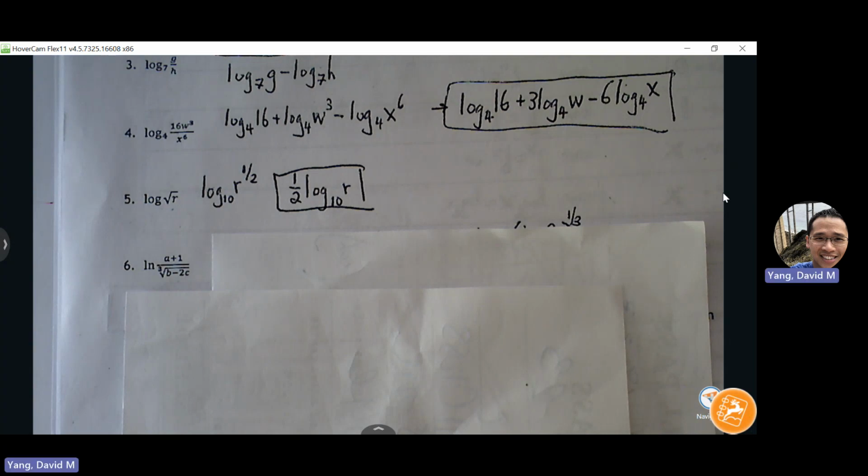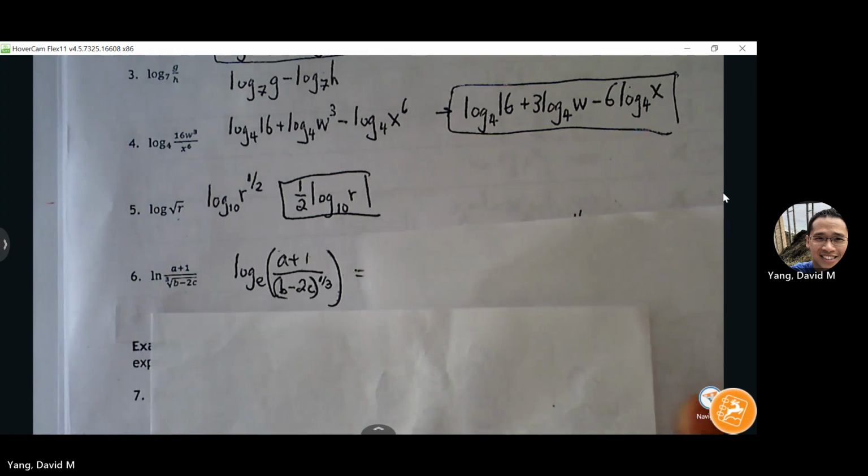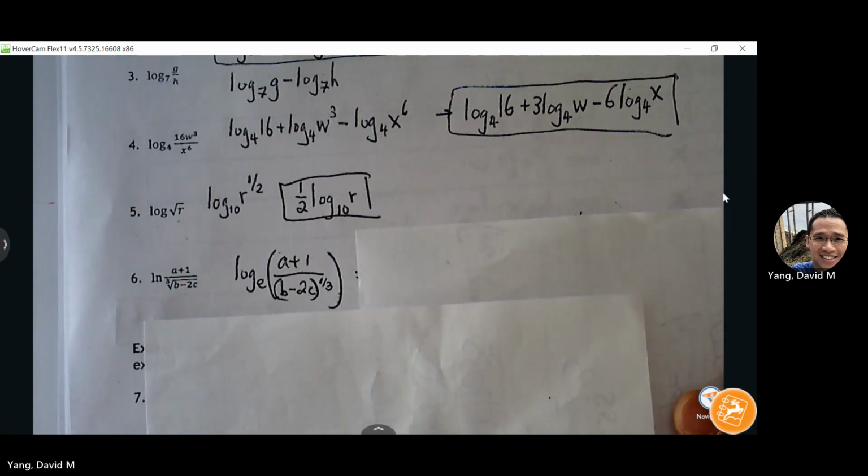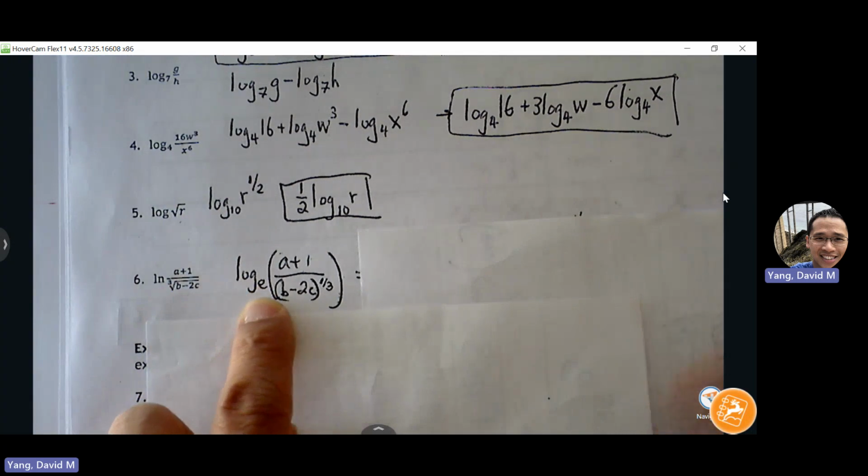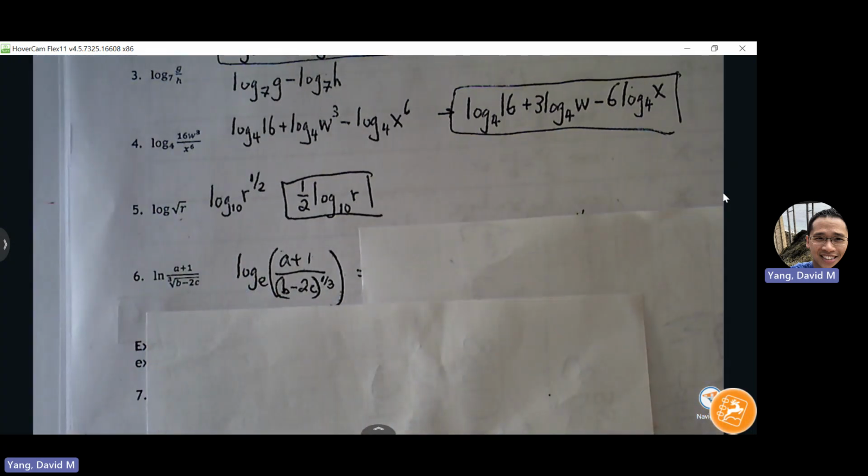Okay, for number 6, you've got two distinct parts. We can't separate the A plus 1, but the A plus 1 will be one thing, and then the cube roots of B minus 2C is another thing. If you want to rewrite it as log base E, you can, or you can leave it as ln for natural log.